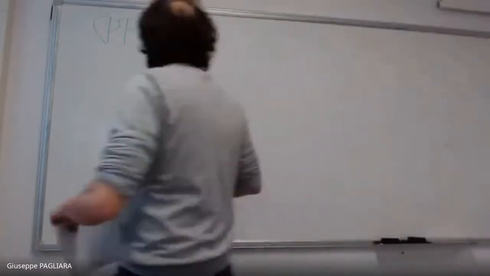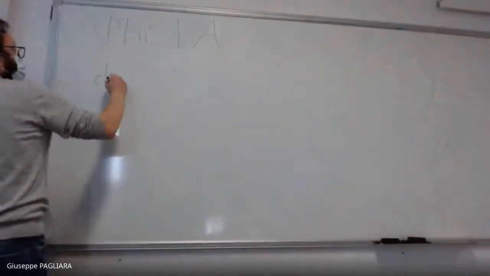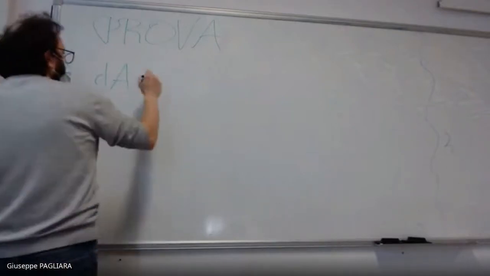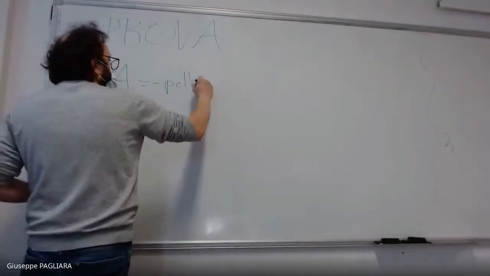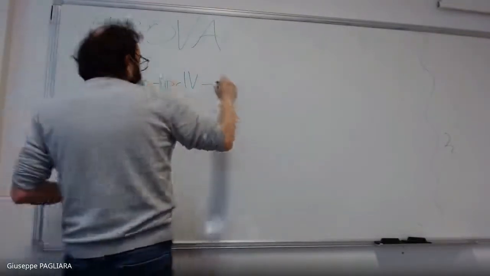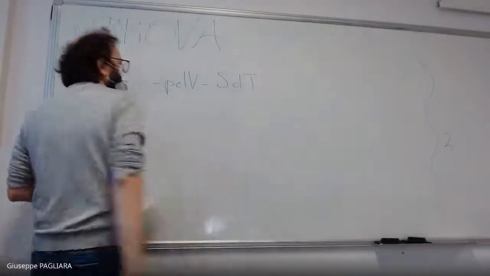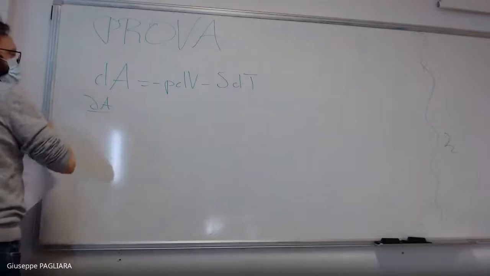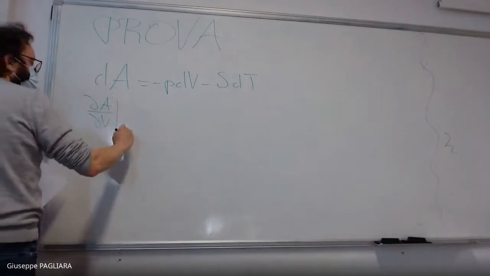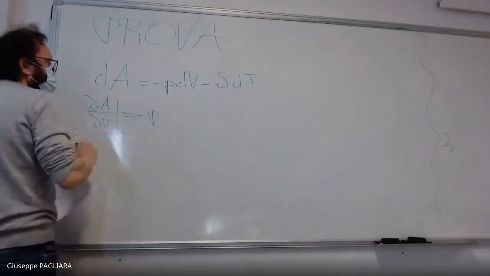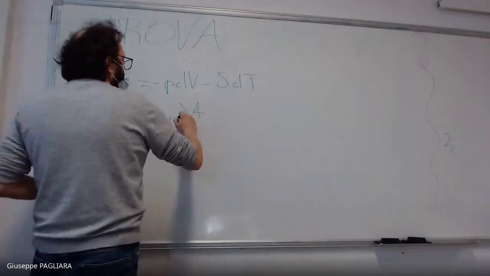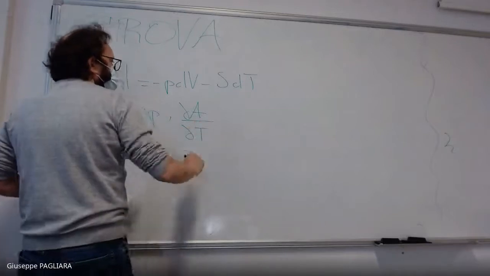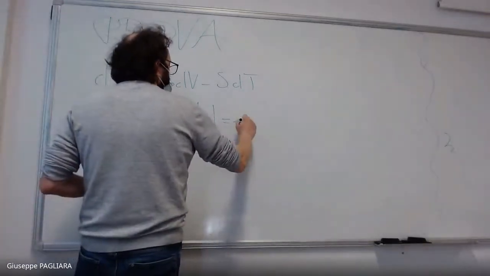Anyway. Okay, so let us remember that dA, where A is the Helmholtz free energy, is equal to minus P dV minus S dT. Which also means that the partial derivative of A with respect to volume at fixed temperature is equal to minus P, and the partial derivative of A with respect to temperature at fixed volume is equal to minus the entropy.